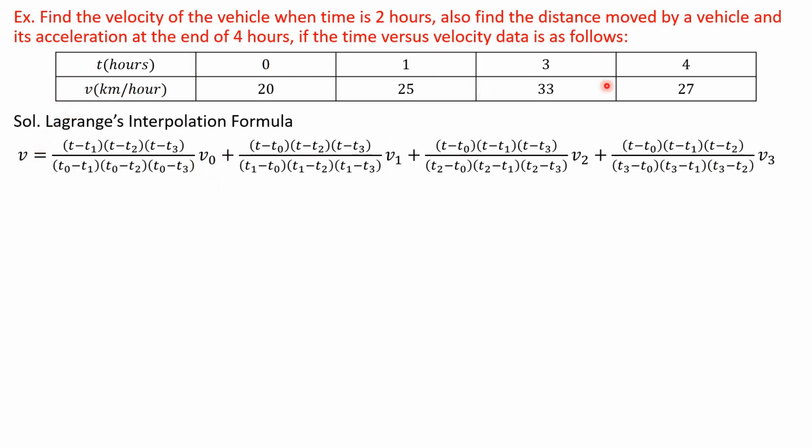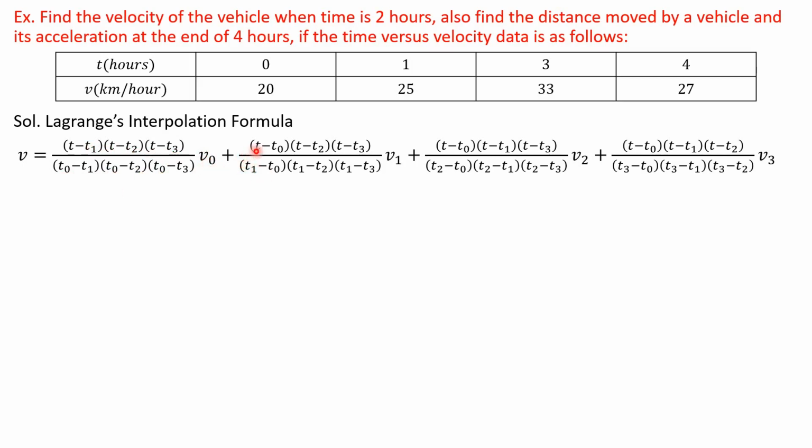So there will be 4 terms because there are 4 inputs, right? There are 4 terms in this formula. So t minus t1, we are excluding first t0, right? T minus t1, t minus t2, t minus t3 divided by t0 minus t1, t0 minus t2, t0 minus t3 into the output that we want for first term, v0.